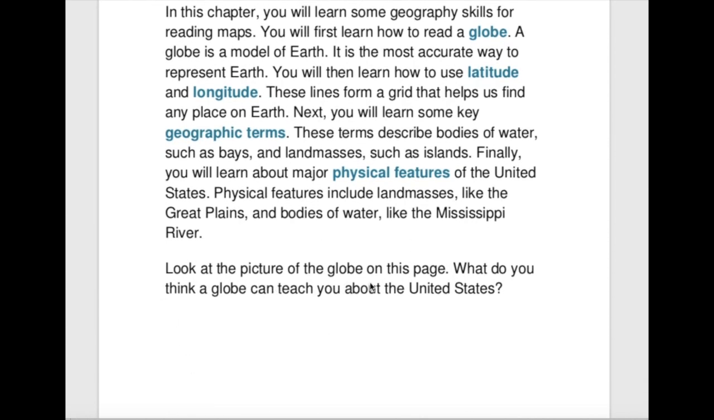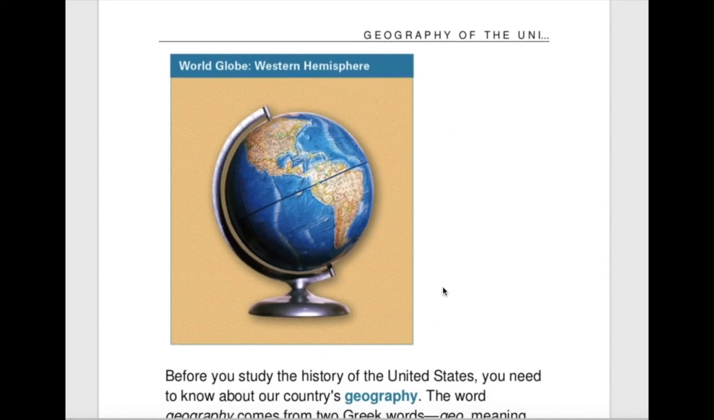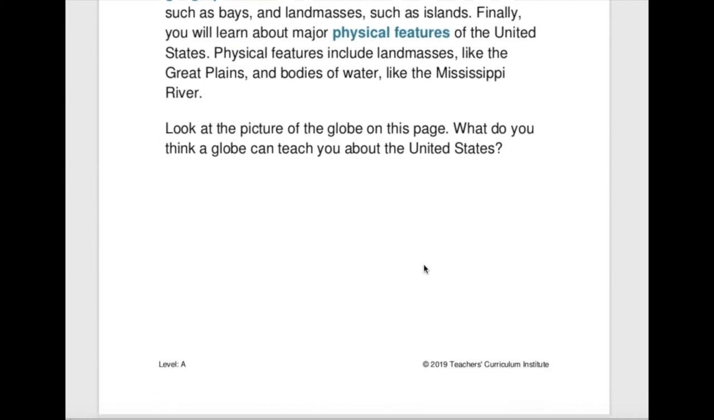Look at the picture of the globe on this page. What do you think a globe can teach you about the United States? So that's referring to this globe. And what do you think a globe could teach you about the United States? Well, right away, when I look at this picture, it does say world globe, Western Hemisphere. And when I look here, I can see that this is North America, which the United States is located in. We have South America, and there's this line in between, which is called the equator. And then that separates the northern hemisphere and the southern hemisphere. So that's what I can tell about the globe.